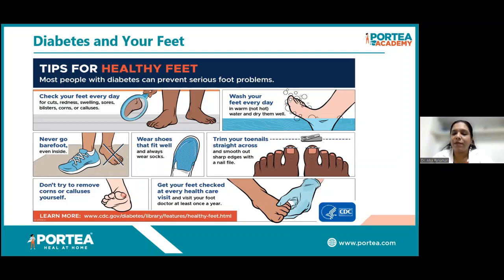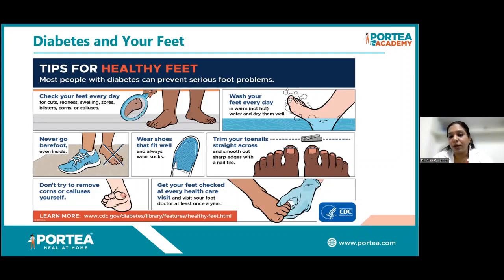Never go barefoot, even inside the house. Wear good-soled chappals or sandals all the time, because once you have diabetes, a lot of neuropathies may cause you to lose balance while walking at home. So wear a nice comfortable shoe which fits you well. It should not be tight.